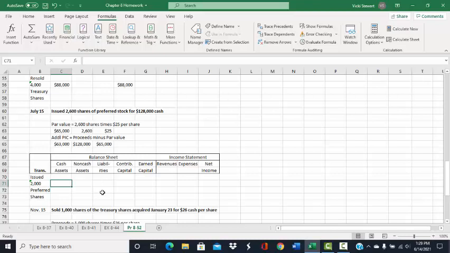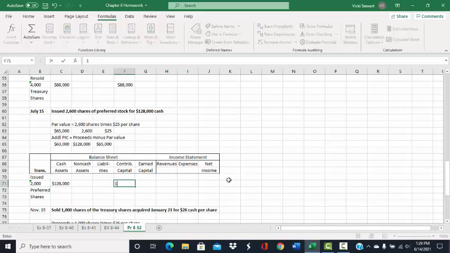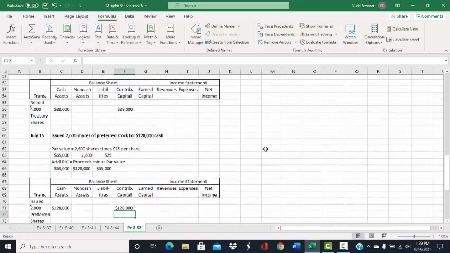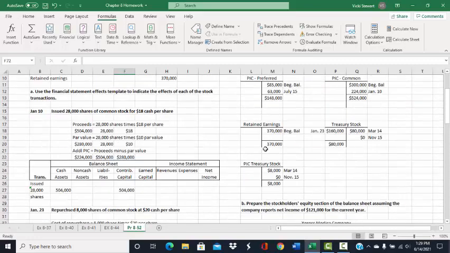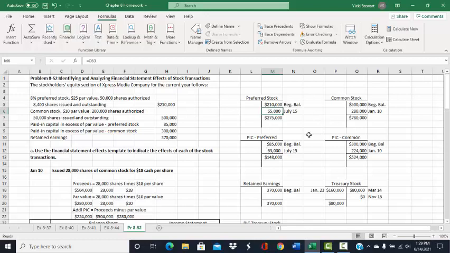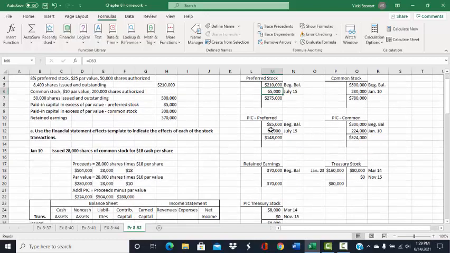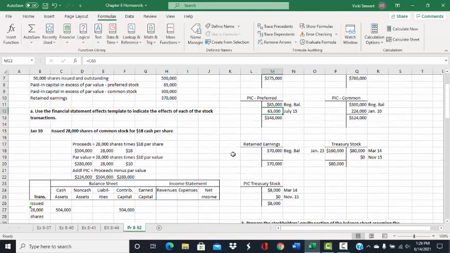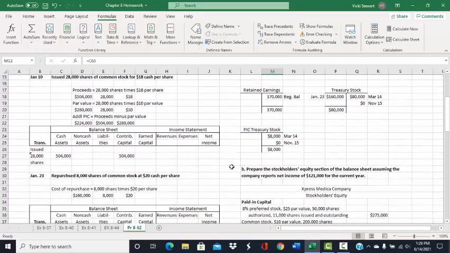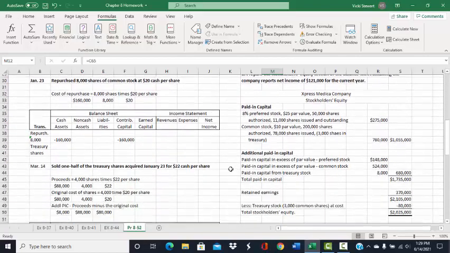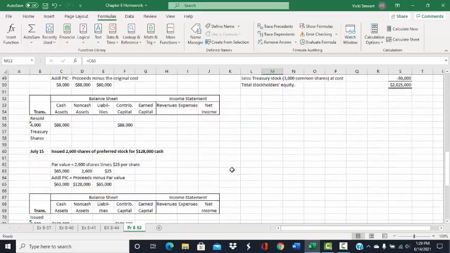On our financial statement effects templates, cash would increase by the proceeds of $128,000 and contributed capital would increase by the same amount. When we look at our T accounts, we will see that our preferred shares increased by the par value of $65,000 and paid-in capital preferred increased by the $63,000, the difference between the proceeds and the par value.